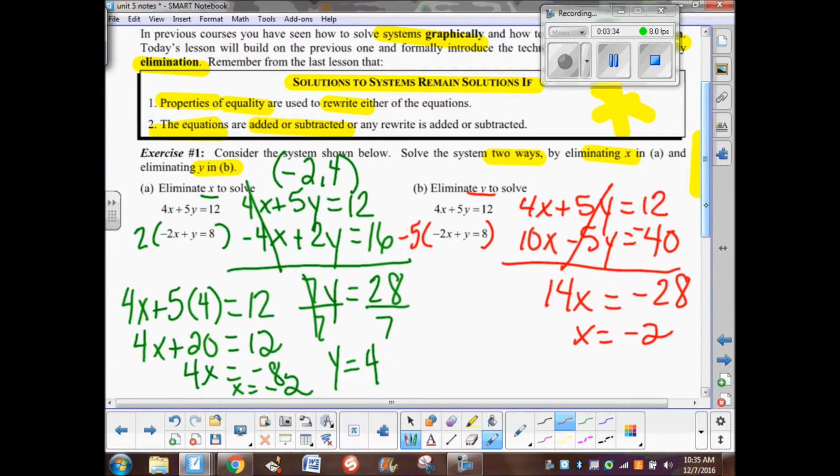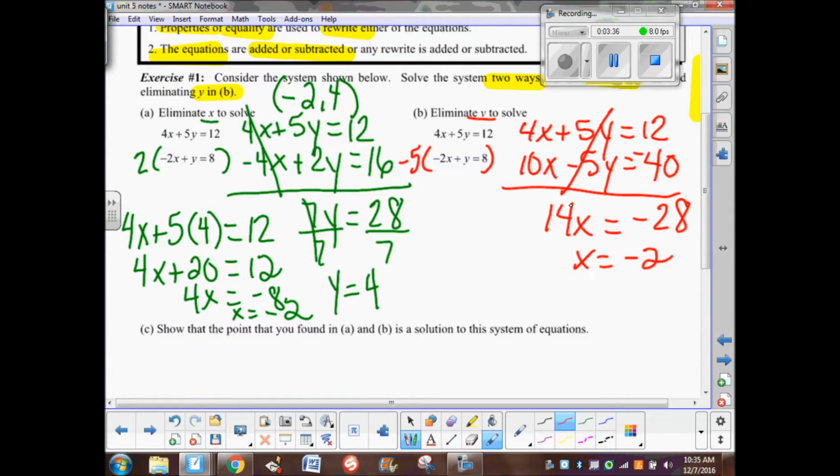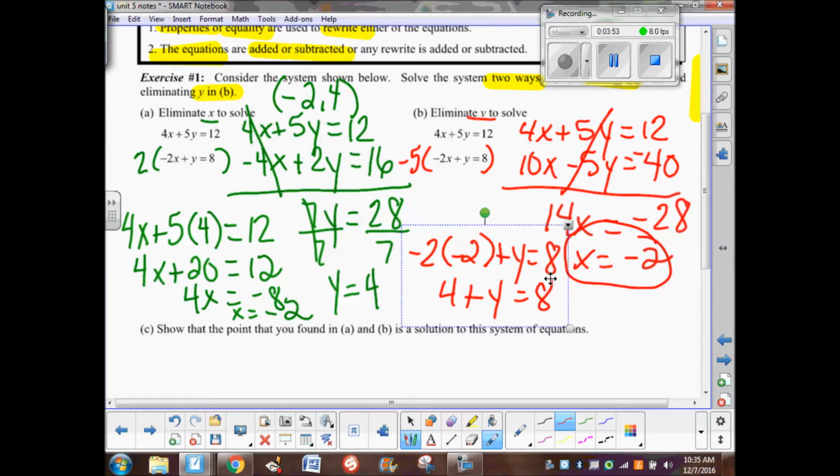Okay. So now I have my x. So see what happens when you eliminate the y's. You solve for the x first, and now I've got to find the y that goes with that. So I don't know. I'm going to plug it into the second equation. Again, it does not matter. So 4 plus y equals 8, and y is equal to 4. So again, there's my solution, negative 2, comma 4.